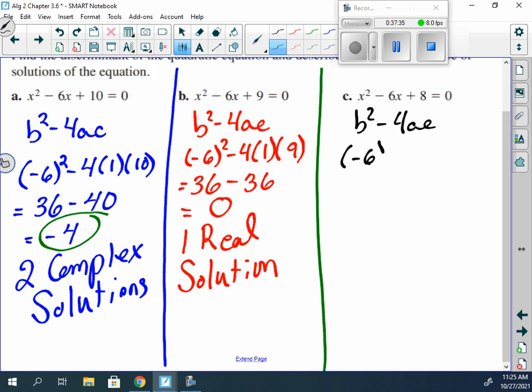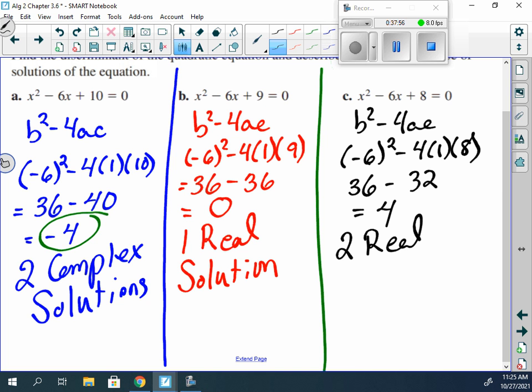Well, b, they didn't change. It's still negative 6. Minus 4 times 1 times 8. Well, negative 6 squared is 36. Minus, well, 4 times 1 is 4. Times 8 is 32, which gives us 4. So we would have what? 2 real solutions. And that's really it.